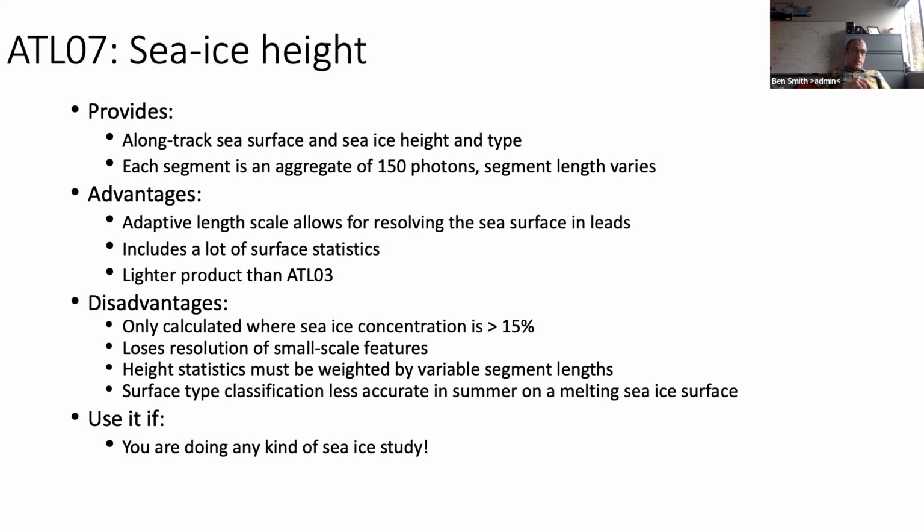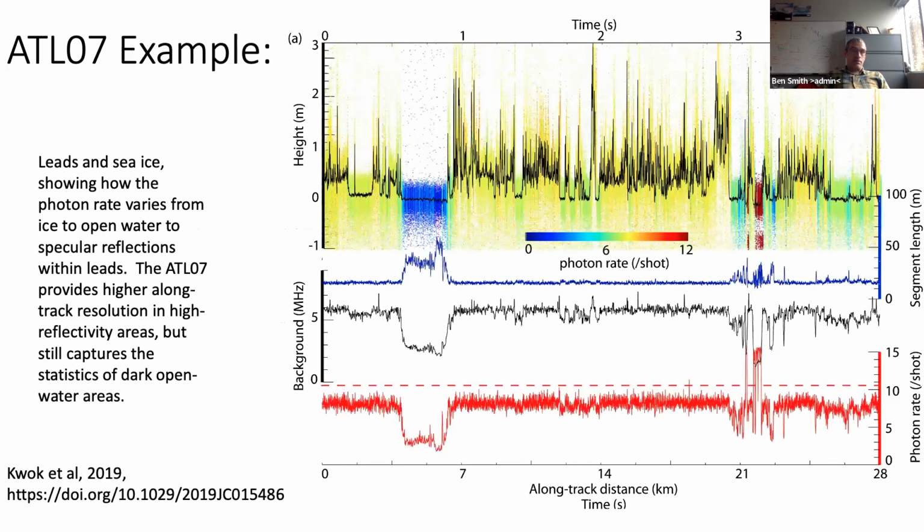The only disadvantages that I know about this is that it's not calculated everywhere. It's only calculated where the sea ice concentration is thought to be greater than 15%, and it's calculated not too close to the coasts. And I think that there's some work to improve on this. And I asked somebody in the sea ice group to tell me about disadvantages a year ago at least. And I got back that the sea ice classification is less accurate in summer or on melting sea surfaces. But it's still, I think, a state-of-the-art product.